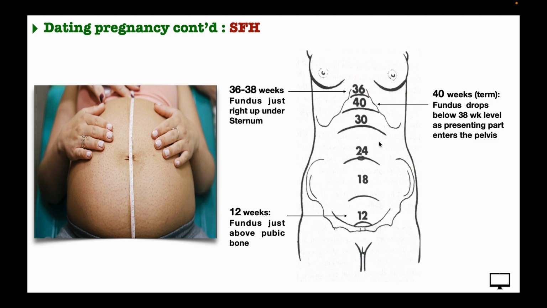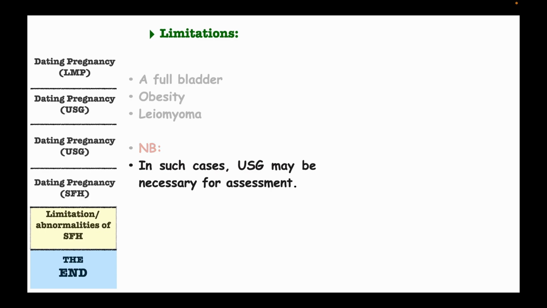Now, like all the other methods of dating pregnancy, the symphysofundal height also has some limitations. So, what are some of the things which may influence the symphysofundal height? We have a full bladder, and when the bladder is full and we take the symphysofundal height, it may increase the height by 3 centimeters. Also, things such as obesity and uterine masses such as leiomyoma may also limit the fundal height accuracy.